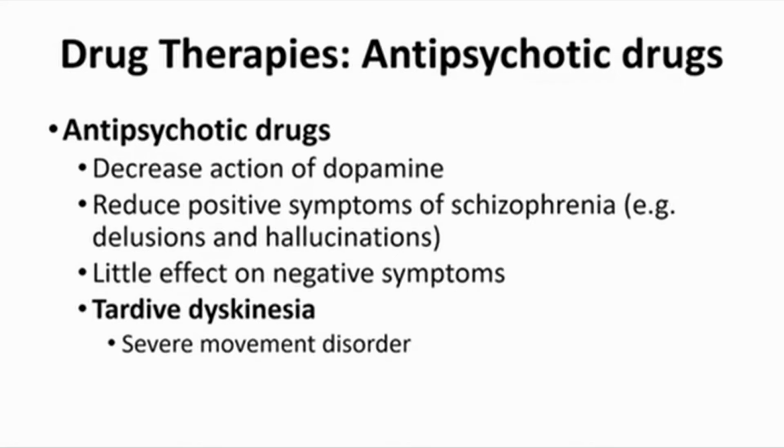So antipsychotic drugs decrease the action of dopamine. You may recall that the overactivity of dopamine is thought to be involved in schizophrenia. We talked about the dopamine hypothesis of schizophrenia. By reducing dopamine levels, we can reduce a lot of the positive symptoms of schizophrenia. We had talked about positive and negative symptoms, and the positive ones are where you're experiencing things that aren't there, so you're experiencing too much of something, like delusions and hallucinations. By reducing those symptoms, you're allowing people to go out and function in the real world.